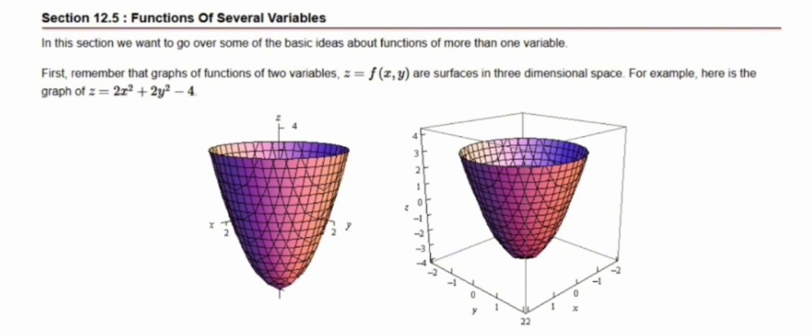First, remember that the graph of a function of two variables, f equals f of x, y, is a surface in three-dimensional space. For example, here is the graph of f equals x squared plus 2x cubed minus 4.